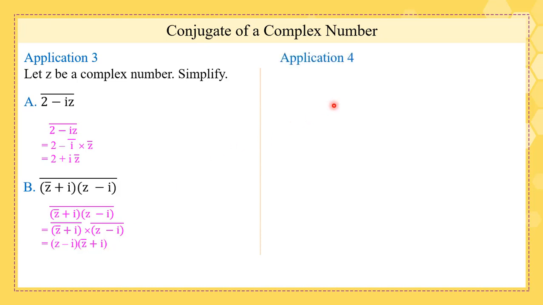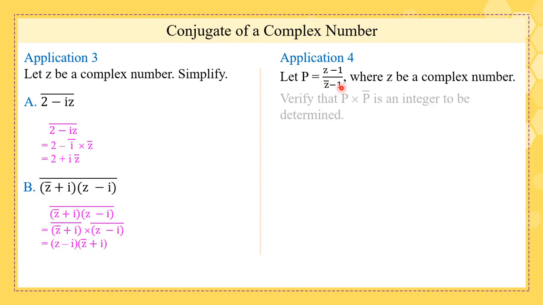Now let's see the fourth application. P is this complex number. The question is to verify that P times P bar is an integer to be determined. Try also to work it out alone.